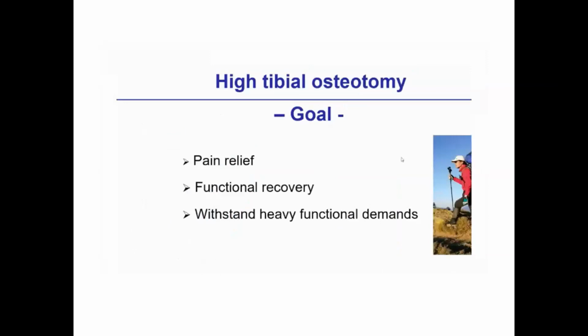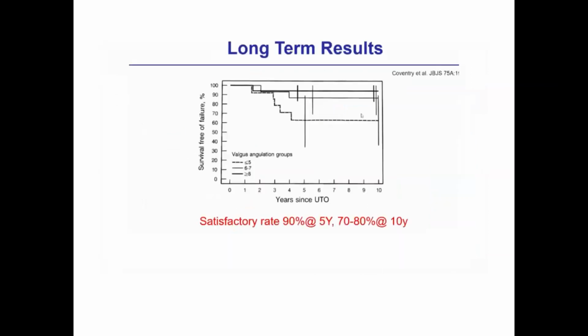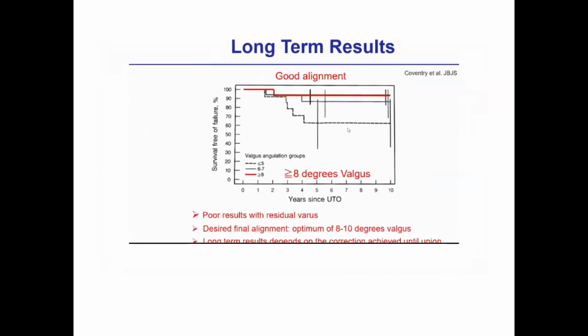Then what is the goal? Our goal for the patient is pain relief, functional recovery, and the ability to withstand heavy functional demands. According to Coventry et al., long-term follow-up showed 90% good results at 5 years when doing tibial osteotomy, and 70 to 80% at 10 years of follow-up. He said that good alignment means more than 8 degrees of valgus.